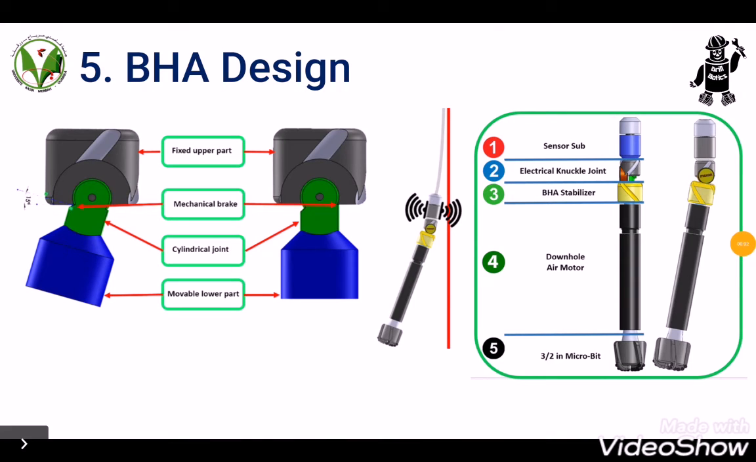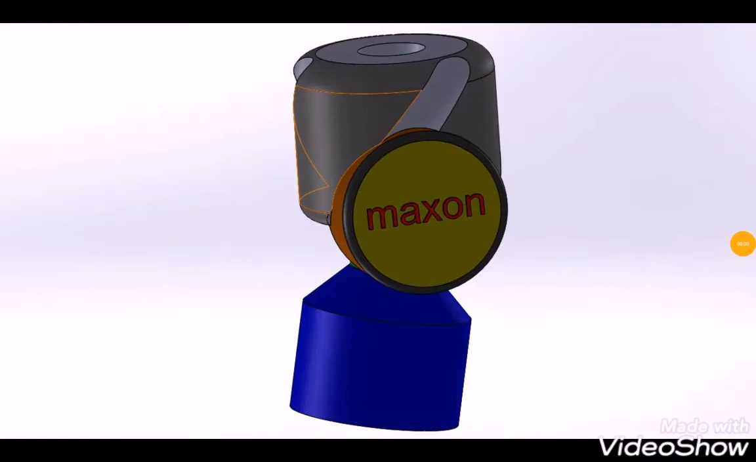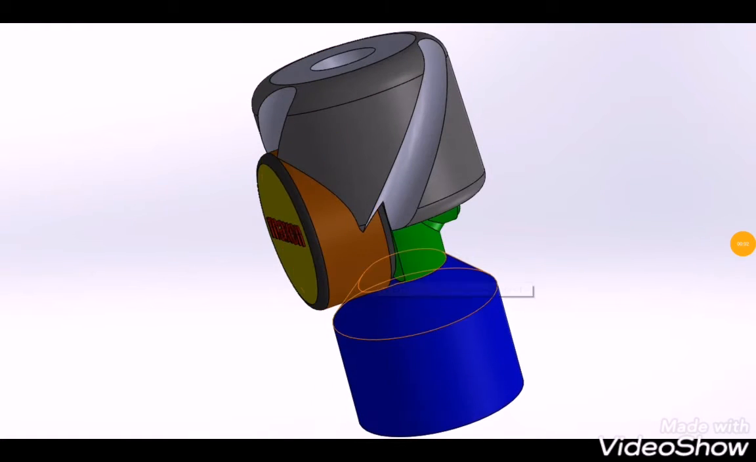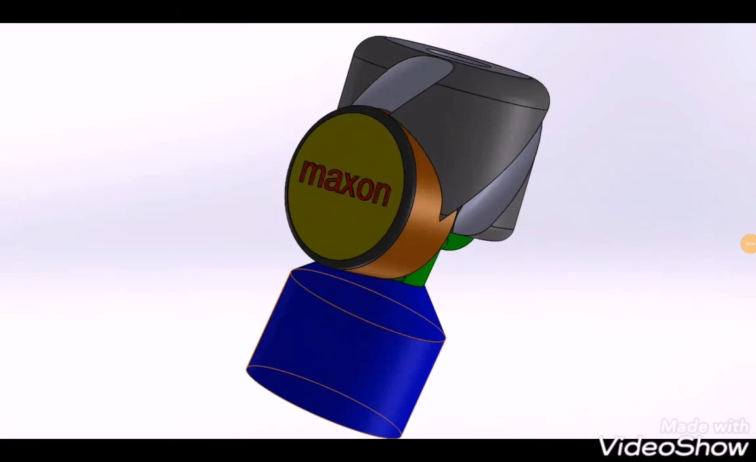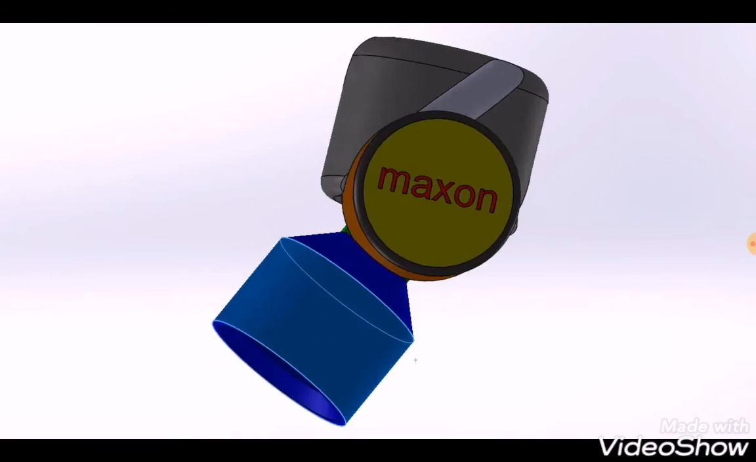The directional BHA is basically composed of a sensor sub that contains the downhole sensor, an electrical knuckle joint responsible for the inclination angle, a BHA stabilizer, and a downhole air motor to rotate the drill bit. The electrical knuckle joint mechanism allows us to have various inclination and better build-up rate values.